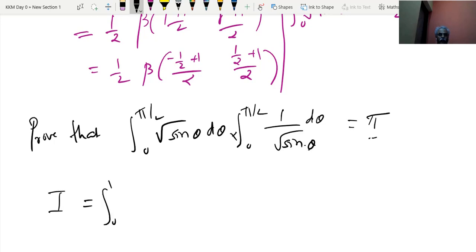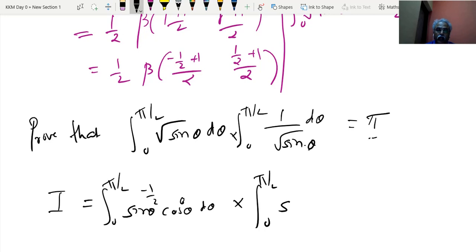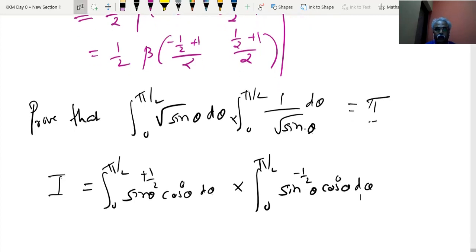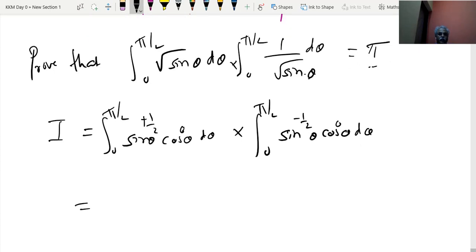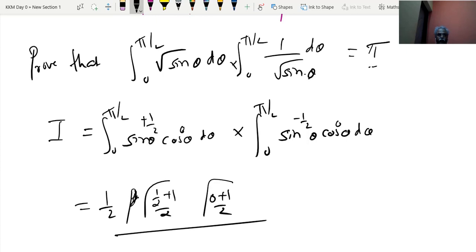Now integration 0 to pi by 2, sine raised to minus half cos raised to 0 d theta, into integral 0 to pi by 2 sine raised to plus half, here minus half, cos raised to 0 theta d theta. So, like the last case, if I do this as half of beta, or directly even I can write gamma p plus 1 by 2, gamma q plus 1 by 2, over gamma p plus q plus 2 by 2. Here half into gamma p plus 1 by 2, here half is there, here minus half is there, half minus half, that is the only difference.